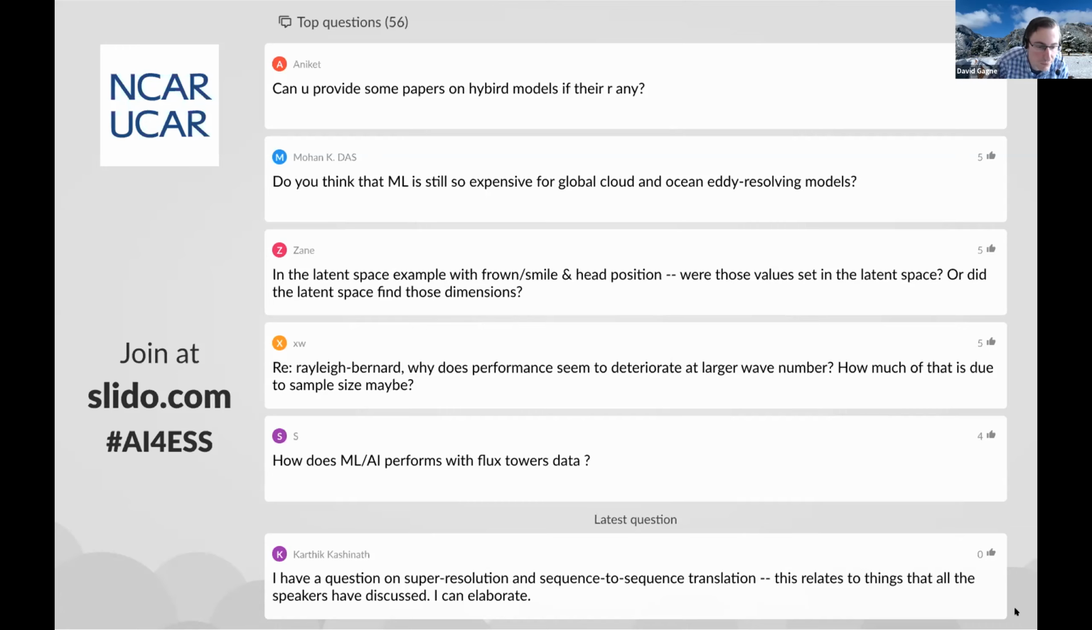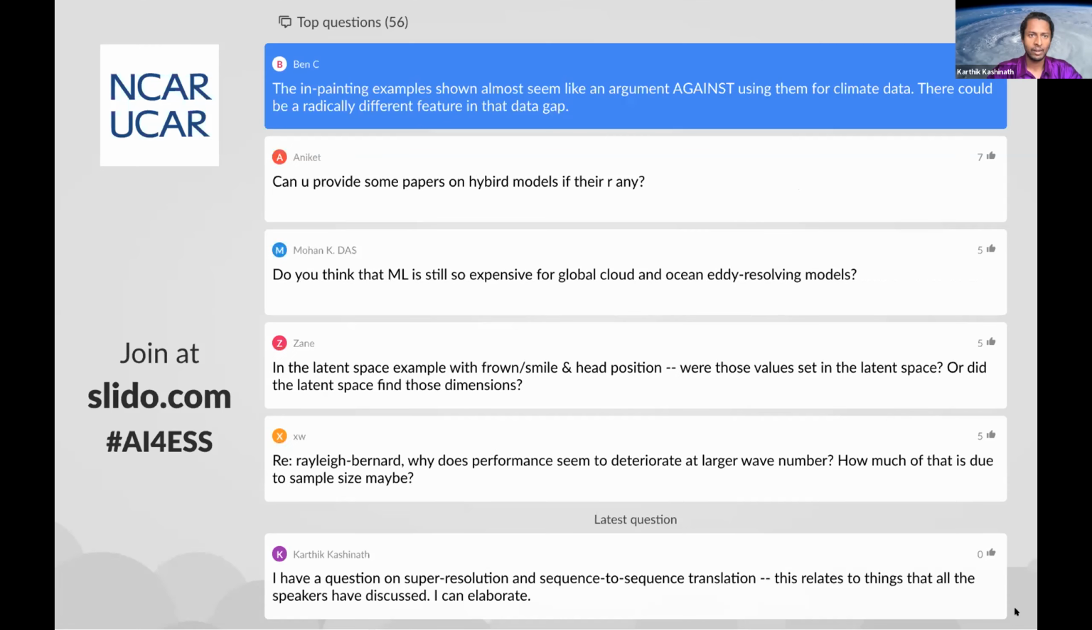Another question I saw pop up, it went down here. Oh, here it is. So there's another, a little more provocative one. The inpainting example shown almost seemed like an argument against using them for climate data. There could be a radically different feature in that data gap. Any comments on potential issues with the downscaling approaches or inpainting or some of these other techniques, and what might they be missing in the process?